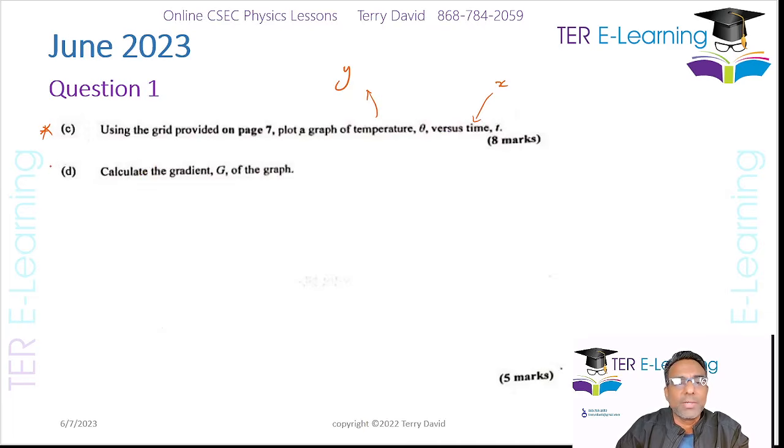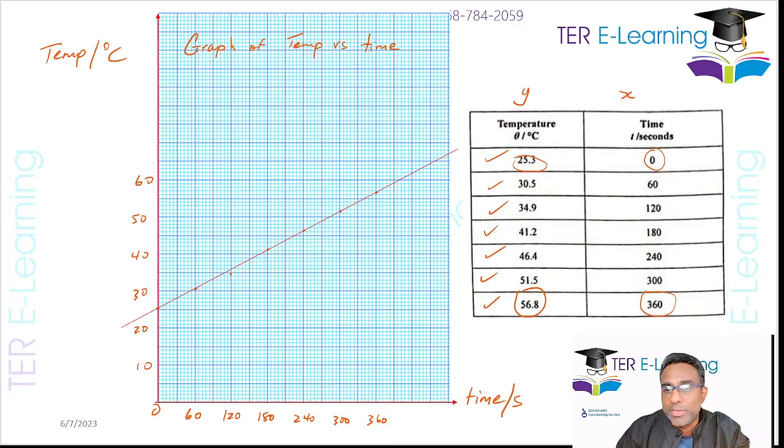So the next part now, calculate the gradient of the line. Everybody should know by now, once we have a straight line, they're going to ask us to find the gradient. So it's going to be y2 minus y1 over x2 minus x1, right? We're going to select any 2 points from the graph, and that's totally up to you. Now, what I'm going to do here though, I'm going to select points that lie on my straight line.